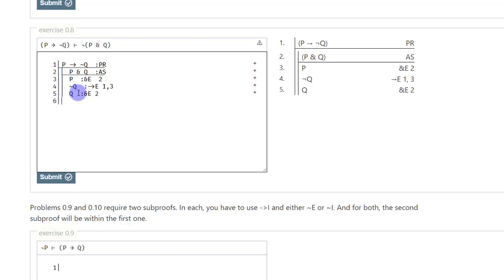Okay, so again, I have a contradiction here, not Q and Q at the end of my subproof. So back here on line 6 against the main vertical line of the proof, I'm going to put the opposite of my assumption, and that's going to be not (P and Q), and the P and Q have to be in parentheses so that the not ranges over the whole thing.